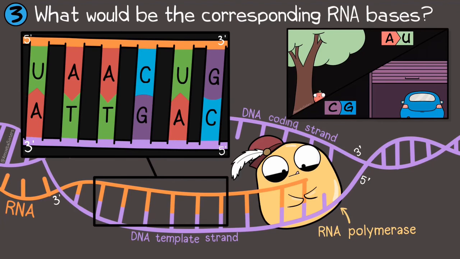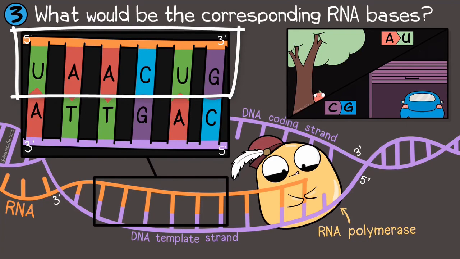No thymine here, it's uracil instead. Apples under helps you remember A with U. Car in the garage helps you remember C with G. So in this portion, reading in the direction shown on this image, we'd have these RNA bases. Notice the answer is similar to the last answer, but there are uracil bases here instead of thymine.